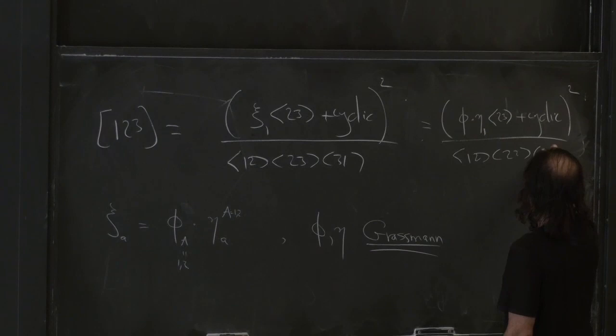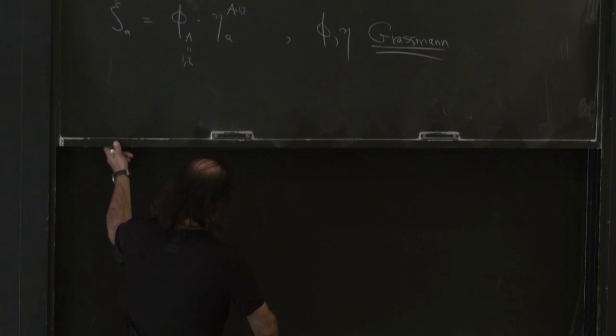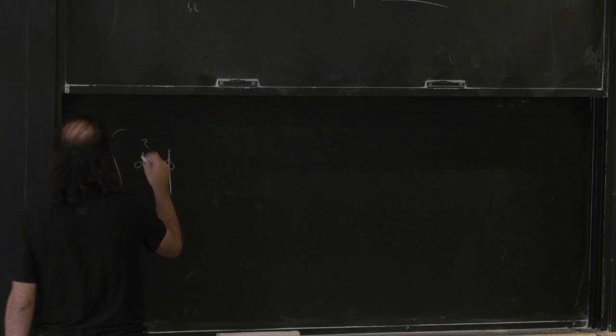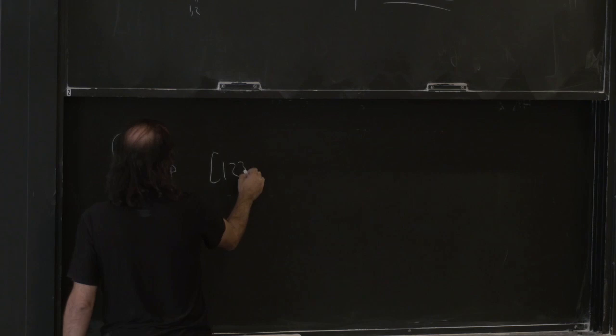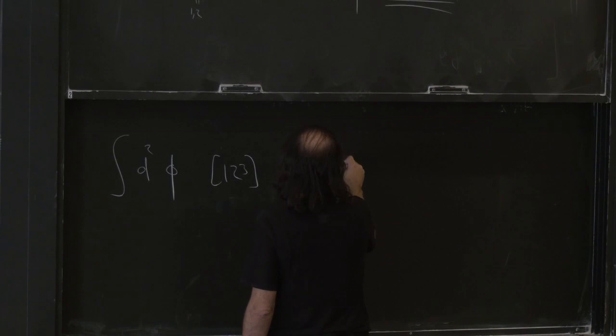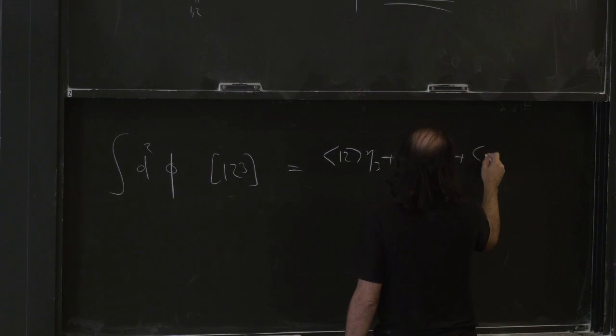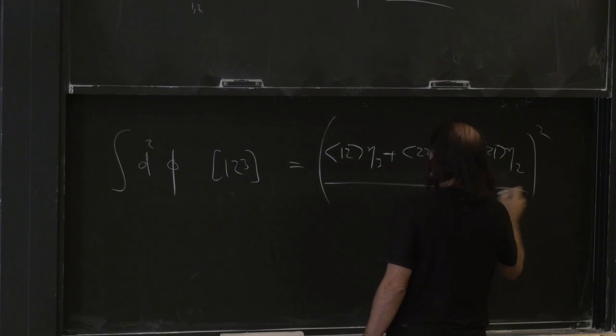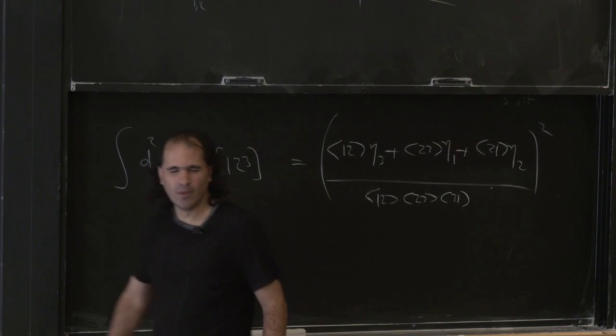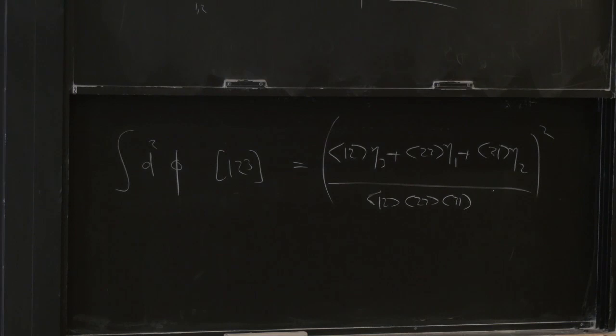And now comes the final step. If I take the Grassmann d squared phi of this object after doing this identification, I precisely get the super amplitude object. So this is the connection between the canonical form and supersymmetry. The canonical form is kind of bosonized supersymmetry.